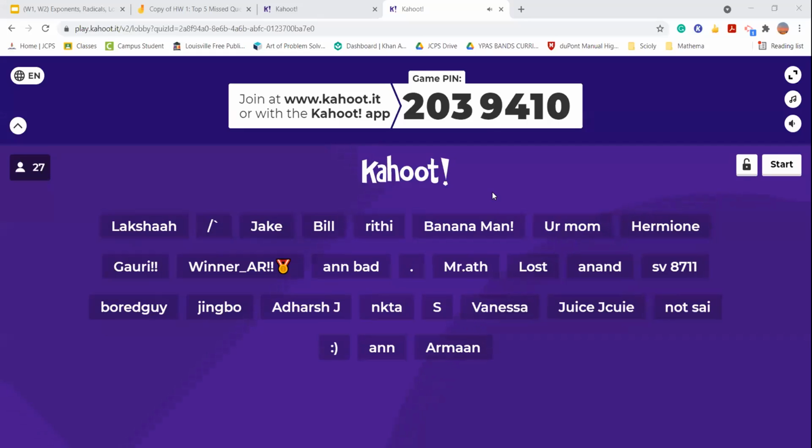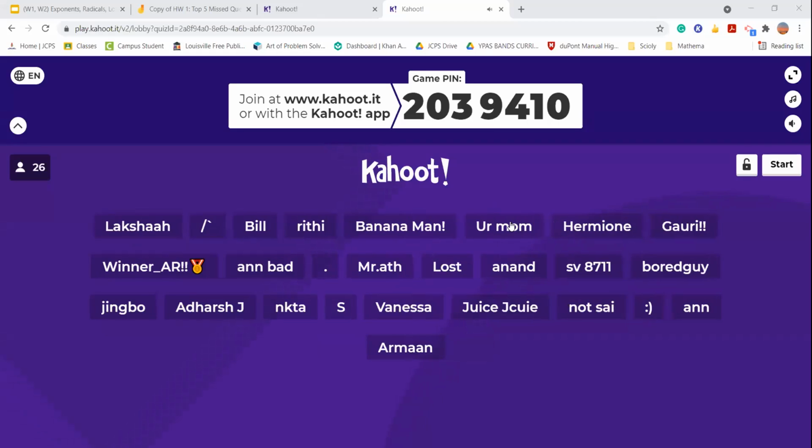Okay, so there's two teams. Two people just left, and two people are missing this time. Why can't you join? Don't put a space between the pin, if that's your problem. Can people join as we start, as we play? Yeah, they can join as we're starting. Okay, since we don't have that much time, I'm just going to get started.